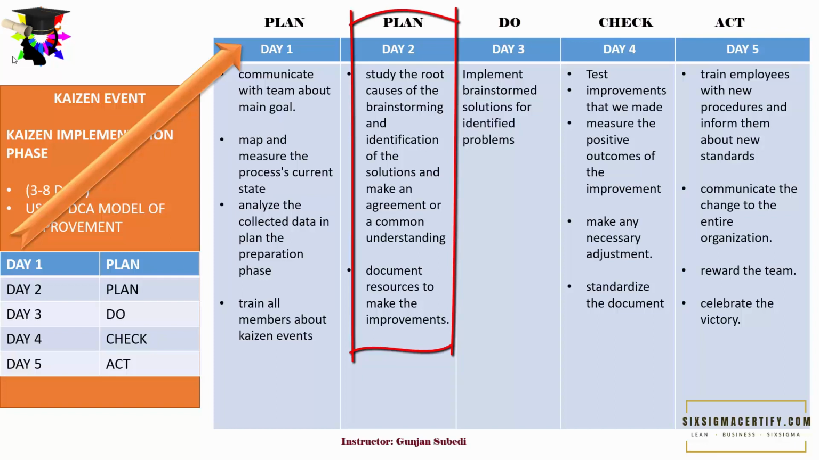Let's go to day 2. We can also say that this is the plan phase of our PDCA cycle. As on day 1, we perform various kinds of tasks on this day. We study the root causes of the problem and try to find out the most important root cause. We can do that using root cause analysis tools such as Fishbone, 5 Whys, or Pareto analysis. We will learn all this in the relevant section later, but this is just for your understanding.